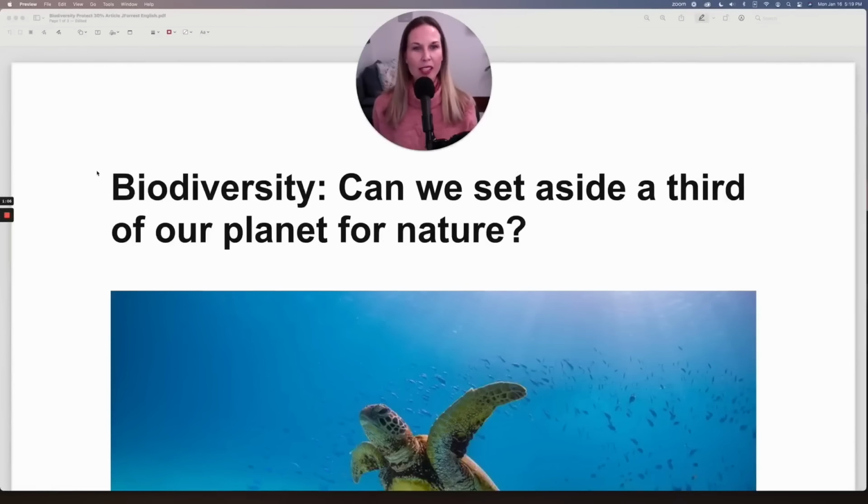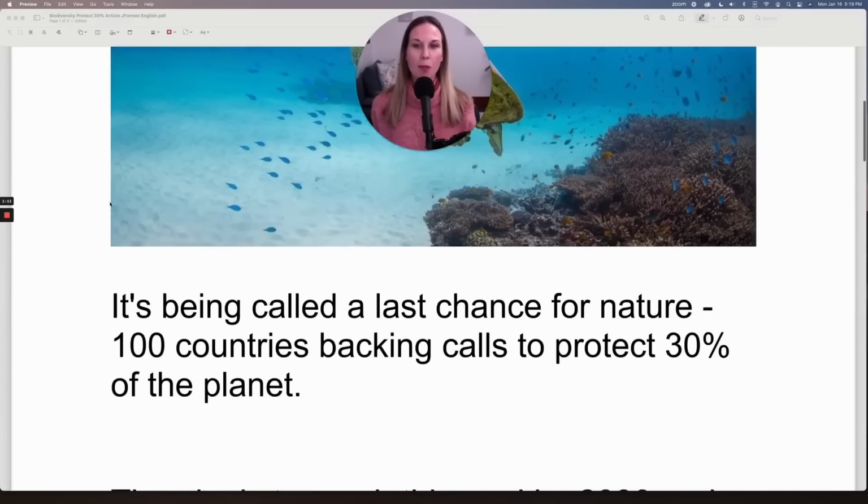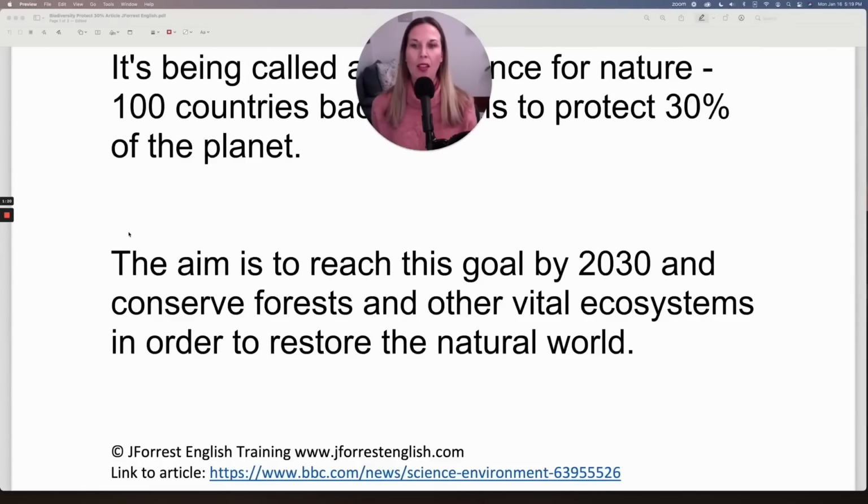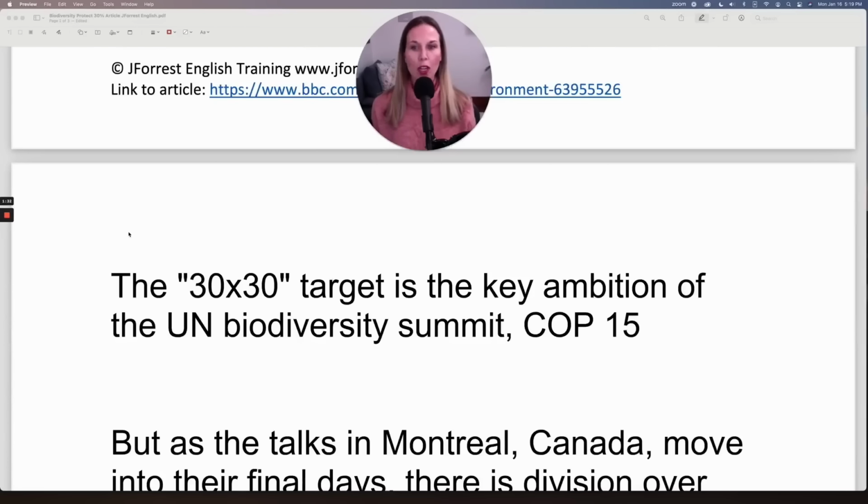Biodiversity. Can we set aside a third of our planet for nature? It's being called a last chance for nature. 100 countries backing calls to protect 30% of the planet. The aim is to reach this goal by 2030 and conserve forests and other vital ecosystems in order to restore the natural world. The 30 by 30 target is the key ambition of the UN Biodiversity Summit, COP15.